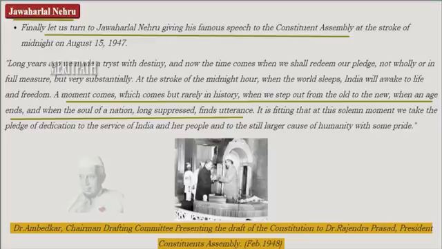So he gave a speech at midnight of 15th August 1947. What he said: "Long years ago we made a tryst with destiny, and now the time comes when we shall redeem our pledge, not wholly, not in full measure, but very substantially. At the stroke of this midnight hour, when the world sleeps, India will awake to a life of freedom.